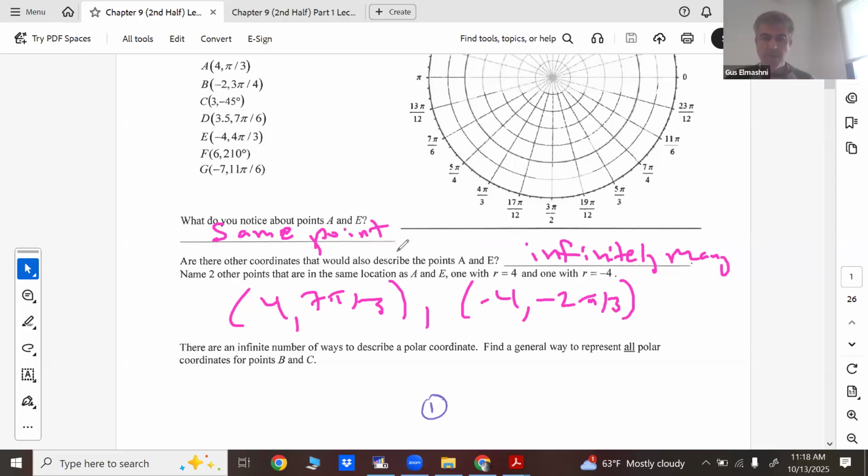Yeah, there are. So if you look at point B, it was negative 2 comma, what was it again? 3 pi over 4. You guys will probably remember doing this back in the day. How do you think I'm going to generalize this? Plus what? 2 pi k. There you go. Good. You guys remember.